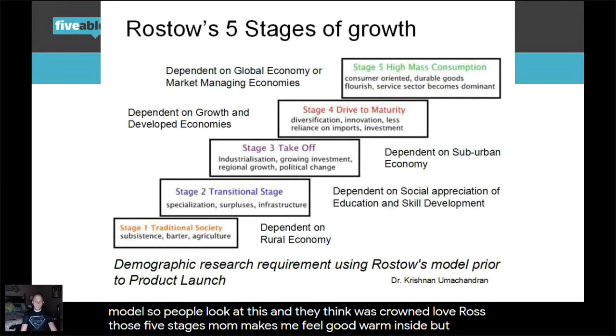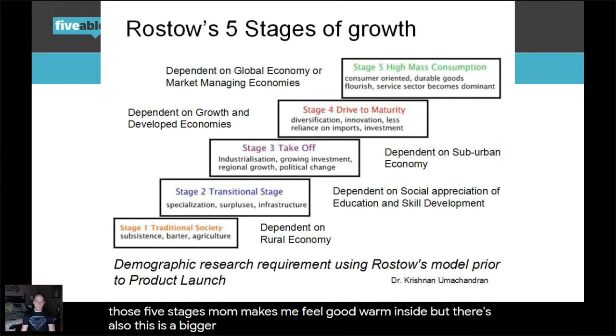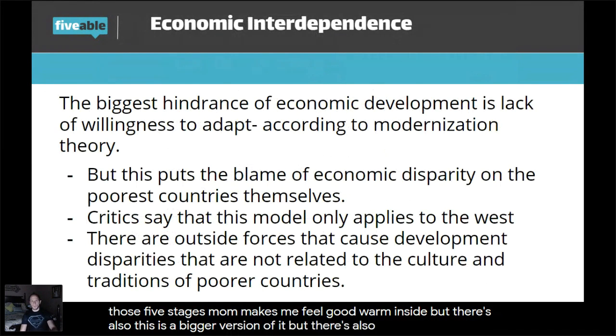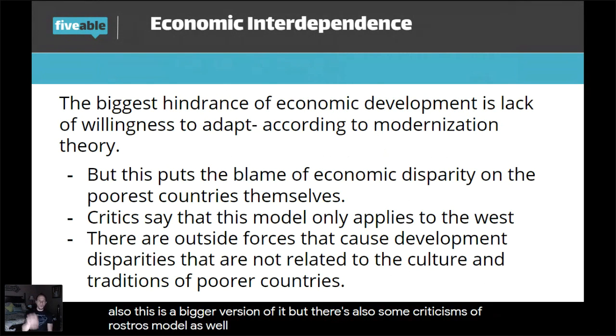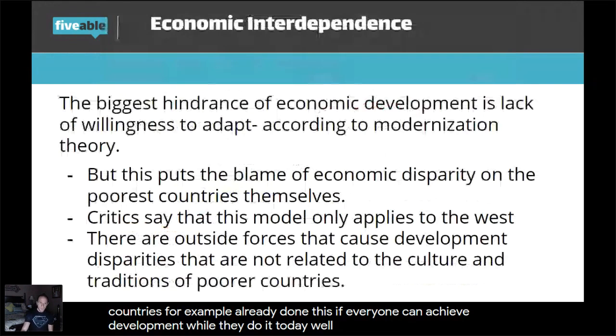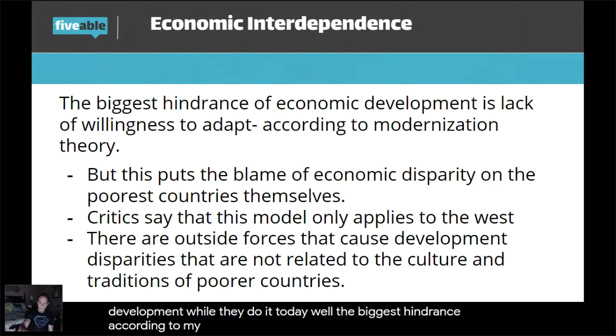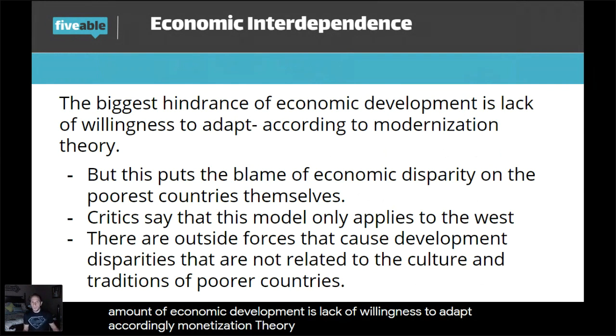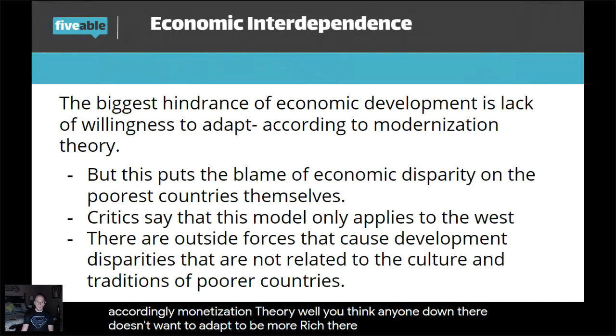But there's also, and there's a bigger version of it, some criticisms of Rostow's model as well. The single biggest hindrance according to this model, so let's look at it. What if this doesn't work? Why haven't African countries, for example, already done this? If everyone can achieve development, why don't they do it today? Well, the biggest hindrance, according to the model of economic development, is lack of willingness to adapt, according to modernization theory. Well, you think anyone down there doesn't want to adapt to be more rich? There's more to it than that.